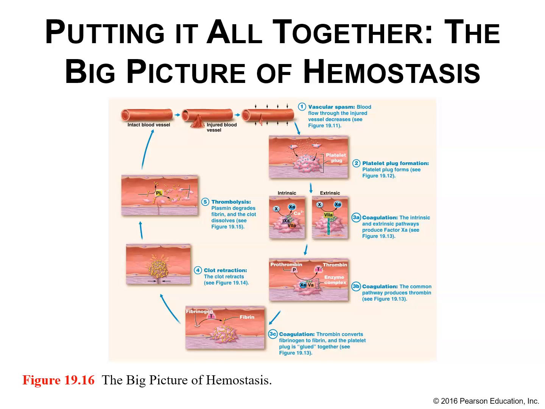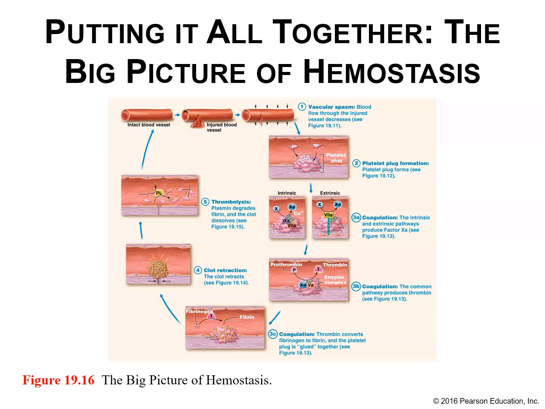So this is kind of a summary of all of the events that we've talked about. Vascular spasm, where the blood flow through the injured vessel decreases through the constriction of the vessel. Platelet plug formation seals the vessel wall, though just a temporary plug. Then you get your coagulation, which consists of the simultaneous intrinsic and extrinsic pathways, which produce factor 10A, as you can see.